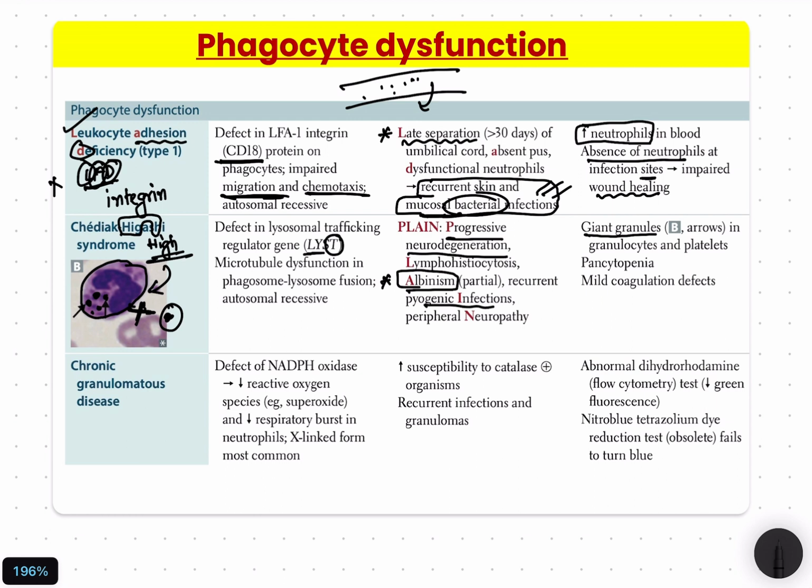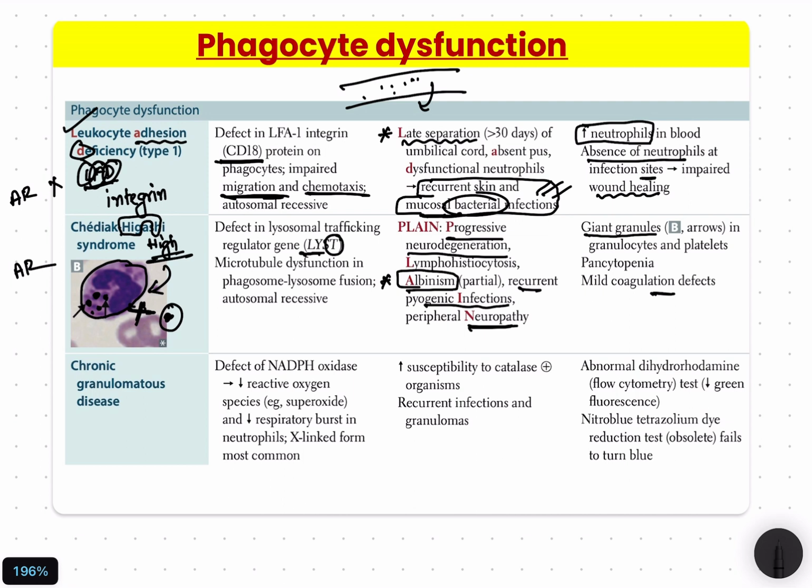Also pyogenic infections and neuropathy. Here the platelets will also be involved, so there will be a mild coagulation defect. So please do remember, Chediak-Higashi has giant granules because of the LYST gene mutation, that is a lysosomal trafficking regulator gene mutation. It is also an autosomal recessive disorder.